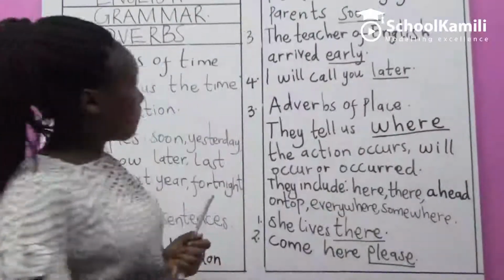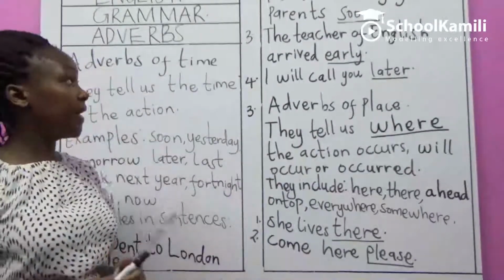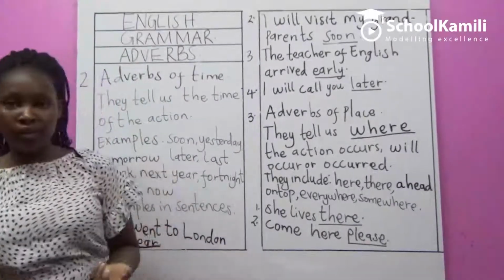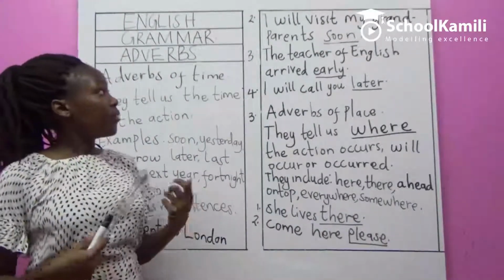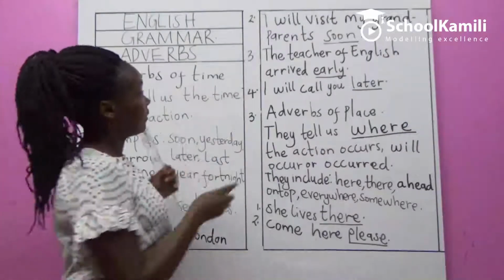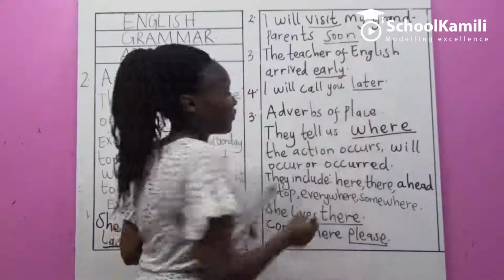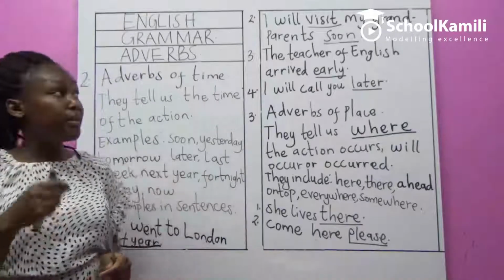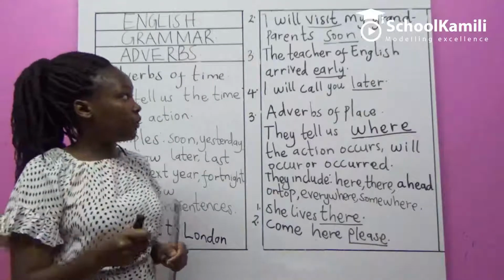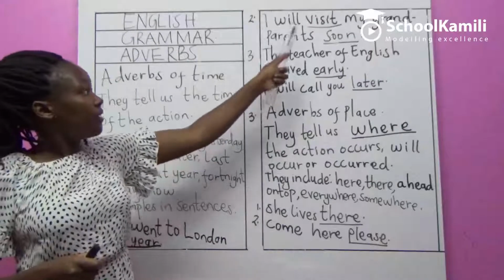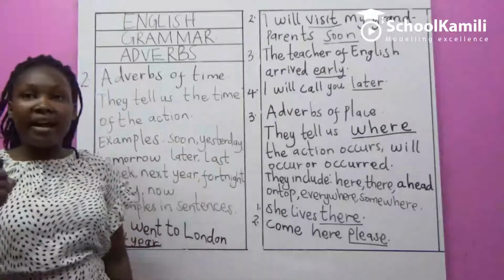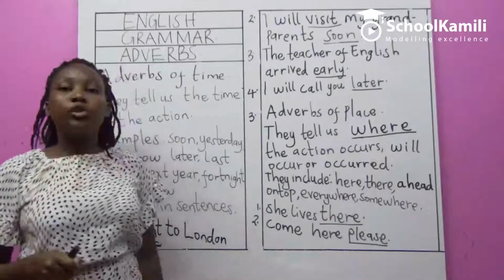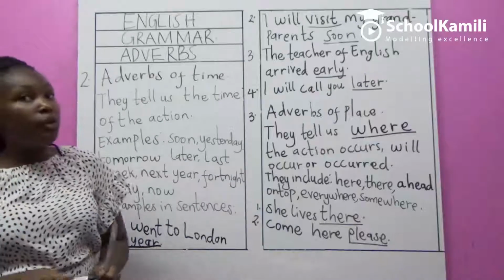Then the next example is: I will visit my grandparents soon. Learners, in this case, the word visit is an action. It is a doing word. It is something that is being done. So the word soon is an adverb of time because it is telling us when the action will be done.